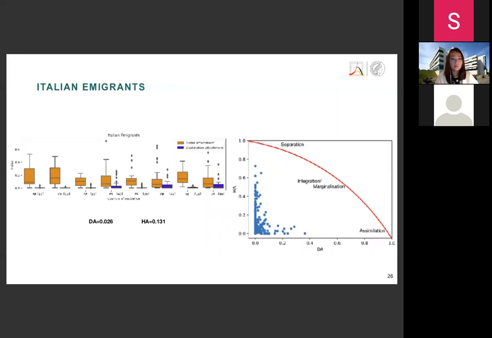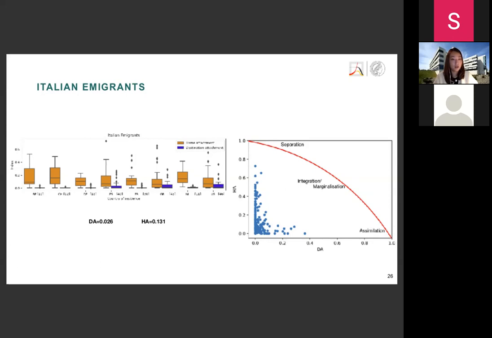Other things that we also looked into were specific country cases. The image quality is very bad, but I will explain it to you in words. So here we're looking at Italian immigrants residing in different countries. In the left figure, the box plots are showing DA and HA indexes at a country level for Italian immigrants. And essentially it allows us to observe how well Italian immigrants are doing in different countries. Overall, we observe that Italians are more attached to their home country than integrated in their host country.